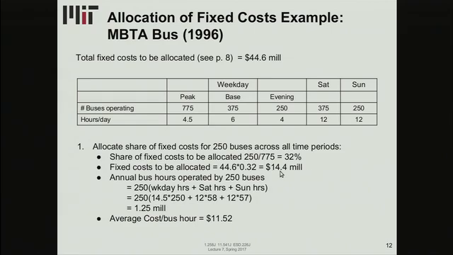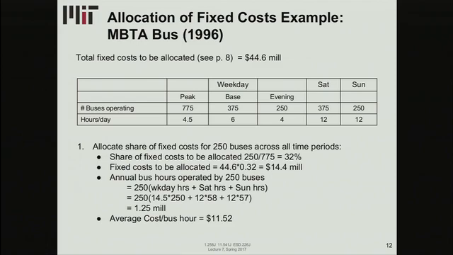So we start with the 250 buses across all time periods. What's the share of fixed costs to be allocated to them? It's 32%. It's 250 buses divided by the total number of buses, which is 775. That's 32%. 32% of the total cost is 14.4 million. That's how much money we want to allocate to these buses.